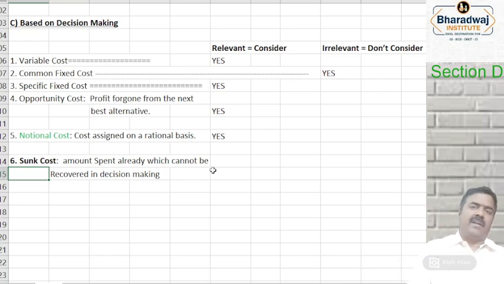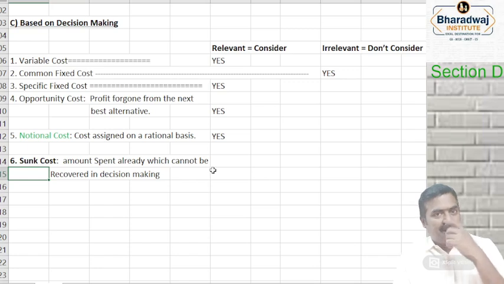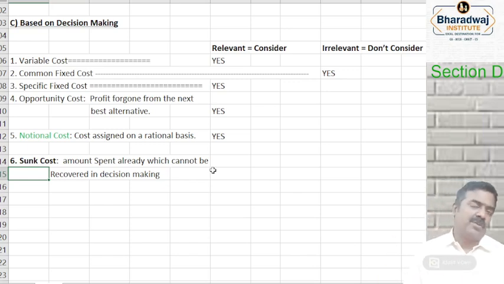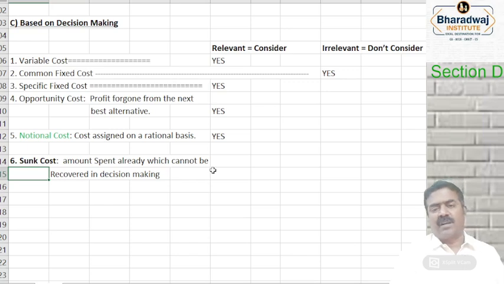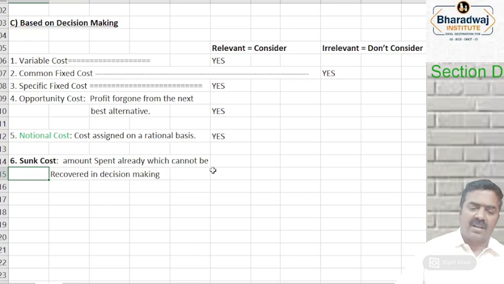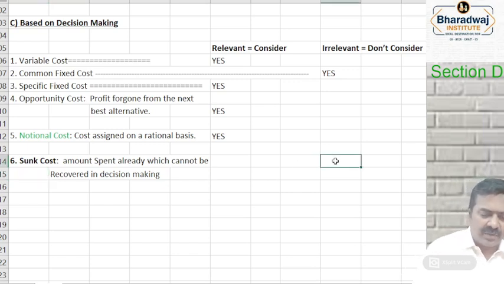Amount spent on marketing, can you get it back? No. But amount spent on plant, machine, land and all, yes, I can sell it and get it. But what about amount spent on advertisement, research, marketing and all? Can I get it back? No. So that is called sunk cost. Sunk cost is not relevant for decision making.